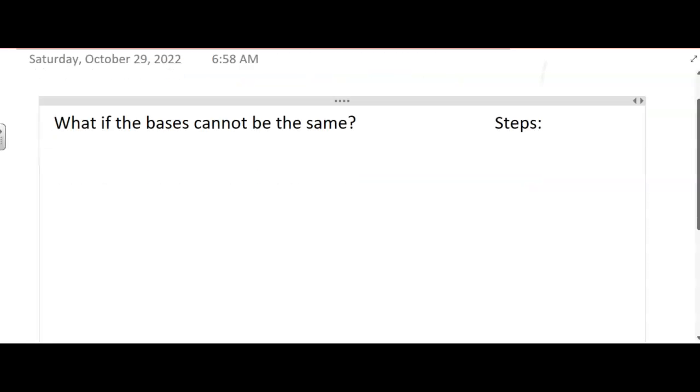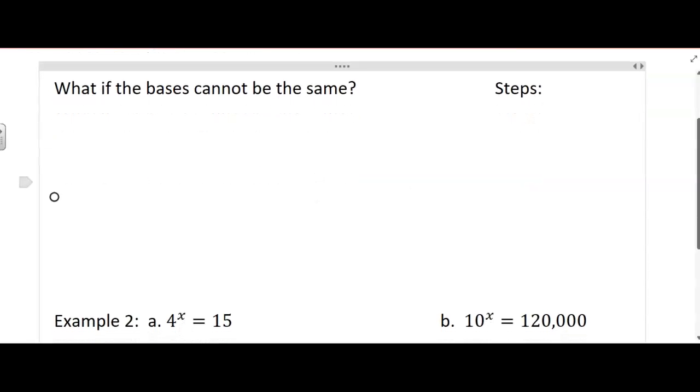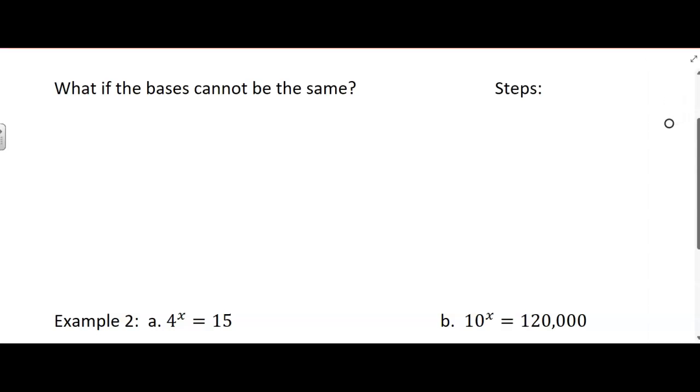Okay, well, what happens if you can't get the bases the same? So let's say you have 5 to the x equals 7. Well, what are you going to do there? You're not going to get the 7 to be a 5. You're not going to get the 5 to be a 7. So what we have to do is use logarithms, okay?